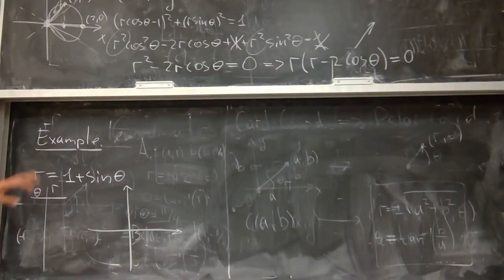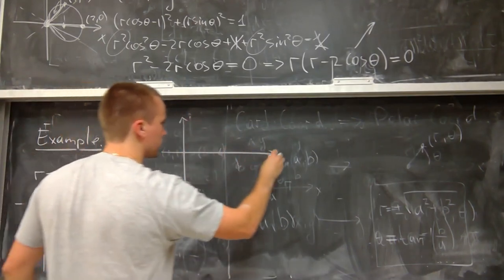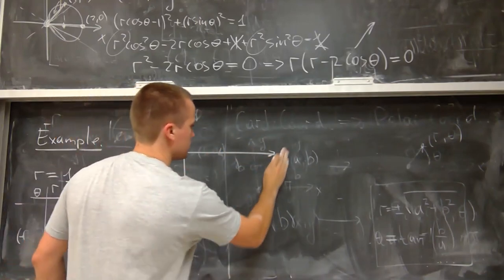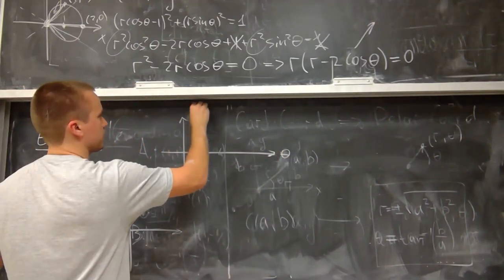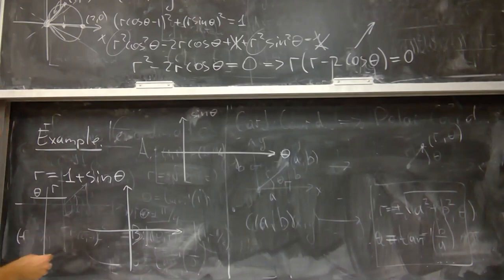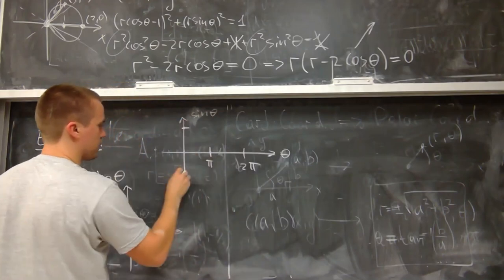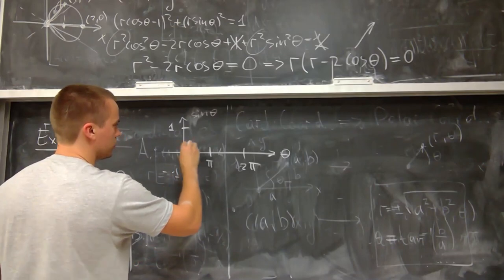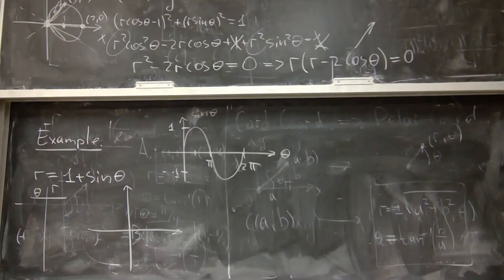Okay, so what I recommend over here is using this approach. So let's find a function of sine. This is my theta, and this is my sine theta, the graph of this function. This is my pi, 2 pi, my maximum value 1, my minimum value negative 1. So the graph of my function will look something like this. And here I have 1 plus sine theta.